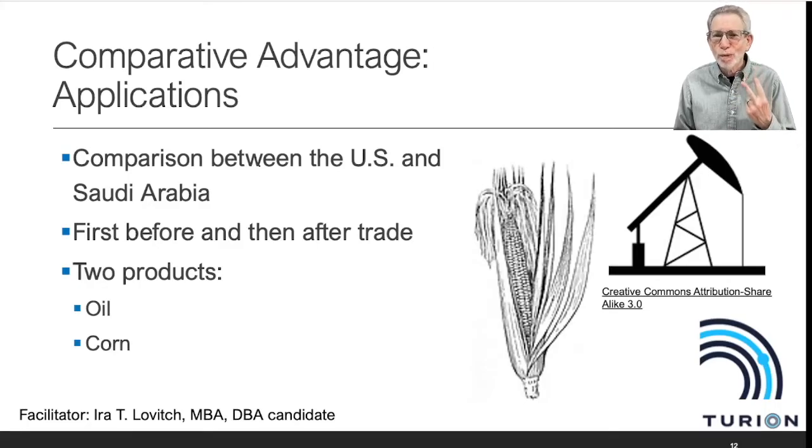Again, we're only using two products for the learning experience. We, of course, know that almost every nation, maybe there is one that only produces one product, but that would be rare. But every nation has a multitude of products that it might be choosing from. We're just using two variables, two examples for the learning experience. So oil and corn, both produced in the US and Saudi Arabia, but the comparison we're trying to understand is where should each nation focus its attention, and if it does, will it be beneficial?